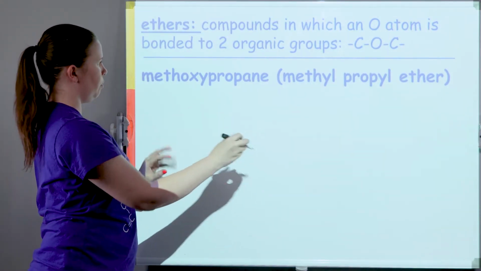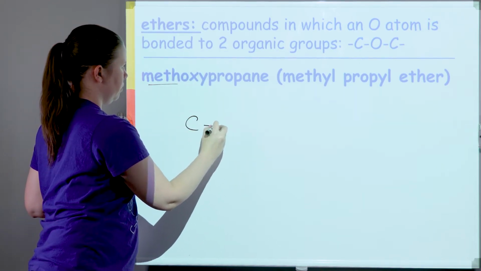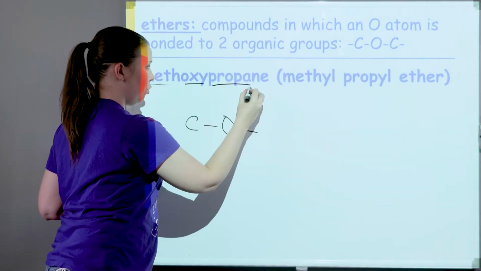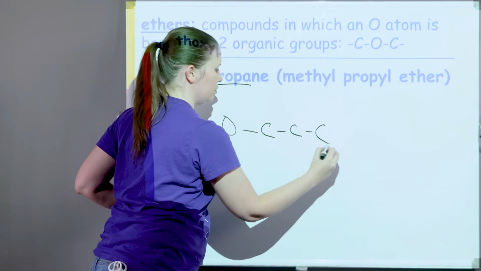And again, I'll walk through it both ways. So meth represented 1 carbon. Oxy would be the oxygen. And now propane would be 3 carbons. 1, 2, 3.